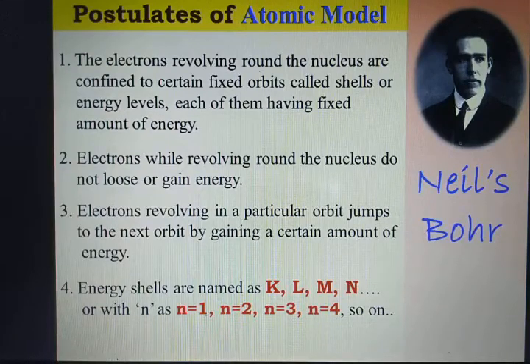n equals 2 means the second orbit from the center of the atom, that is, from the nucleus, coming after the first one, and that has the name L. Similarly, n equals 3 is the third orbit, n equals 4 the fourth orbit. So 3 means M, the fourth orbit is N, and it goes on like that. So these were the modifications made by the legendary person Niels Bohr.